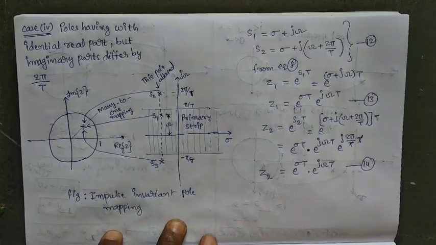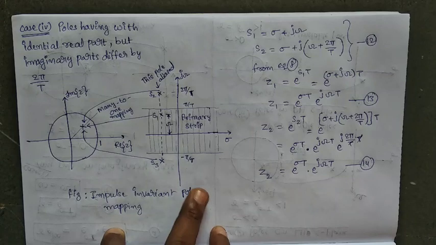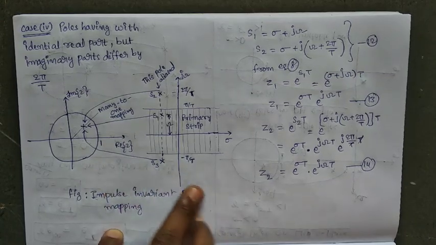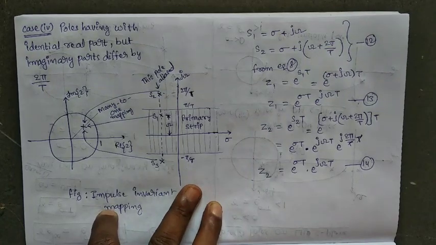This is the continuation of IIR digital filter design from analog filter using the impulse invariant technique. Up to the previous class we observed mapping the poles from the S plane, the j omega axis, into the unit circle in the Z plane. Three cases we observed. In this class we are observing the fourth case.